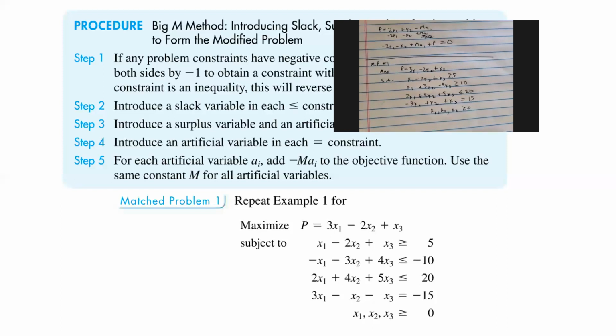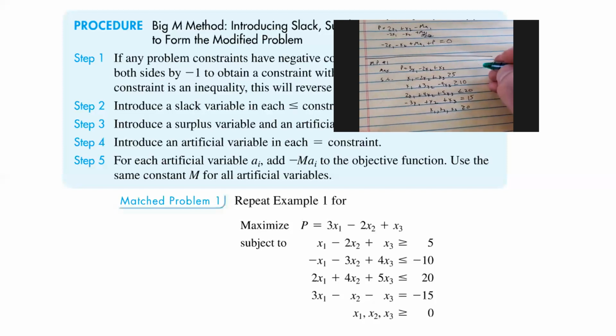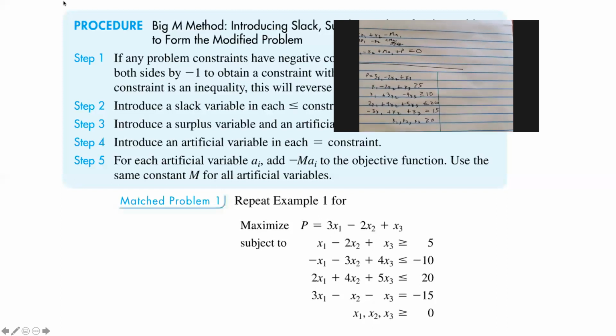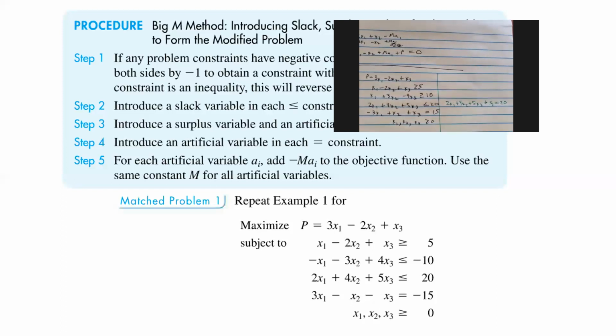So I'm going to grab another color here. See if that'll help. And let's do it to the right side over here. So move my keyboard over. So now we have that. So the first thing I want to do is introduce my slack variables first for constraints that have less than or equal to. That's this one right here. So I'll have 2x sub 1 plus 4x sub 2 plus 5x sub 3 plus S1 is equal to 20.